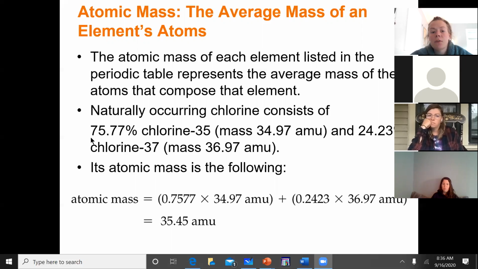So you take the decimal version of this, which is here, and you multiply it by the mass, and then you add it to the same thing for the other isotopes. So here I've got the 24.23. I'm going to move that decimal over to 0.2423 and multiply it by its relative mass. Then when you add them together, you get an overall weight. In this case, it's 35.45, which is consistent with what's on the periodic chart, right?